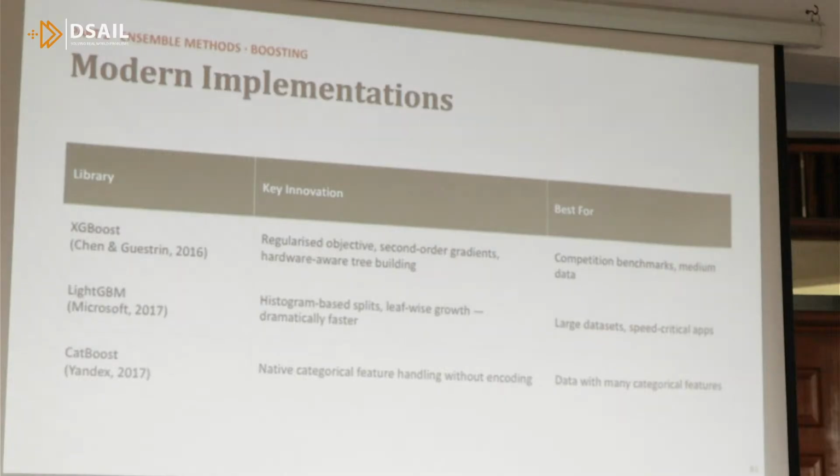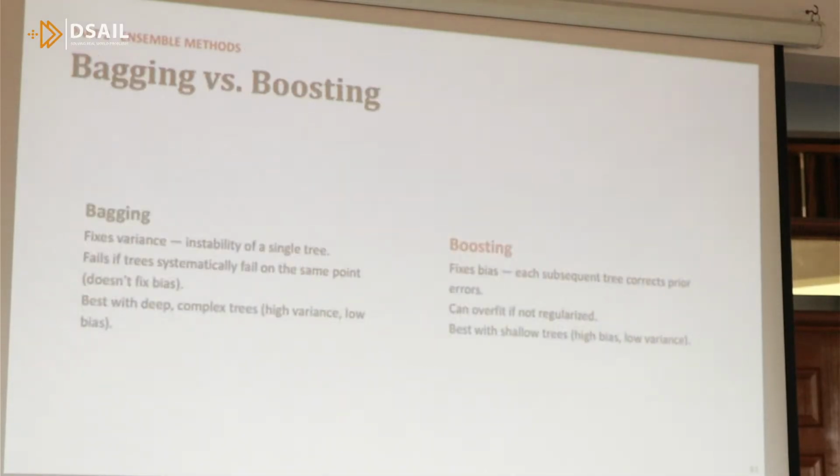Some modern implementations are XGBoost, LightGBM, and CatBoost. I've personally worked with CatBoost. It's very good for categorical values without encoding. You don't have to encode things, so this is good for data that has very many categorical features. LightGBM is histogram-based, with a different default growth strategy, and is dramatically faster. XGBoost is regularized. You can have these notes, they are in the notebook, so I won't emphasize them so much.